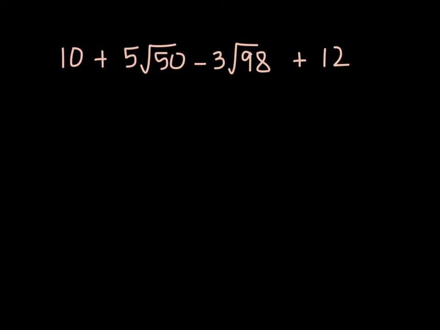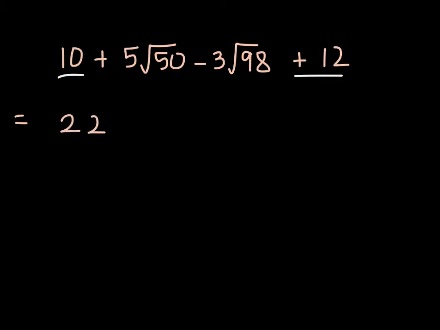All right, guys, we're going to wrap up this lesson by simplifying some radical expressions. All right, so we have 10 plus 5 times the square root of 50 minus 3 times the square root of 98 plus 12. Let's get the easiest part of this first. Let's go ahead and add the constants. So 10 plus 12, that's 22. Let's take care of that really quickly.